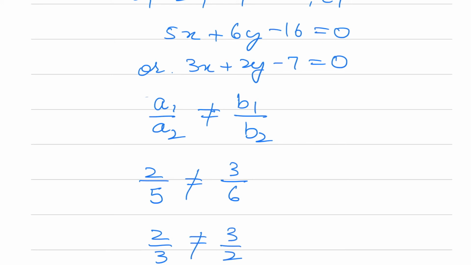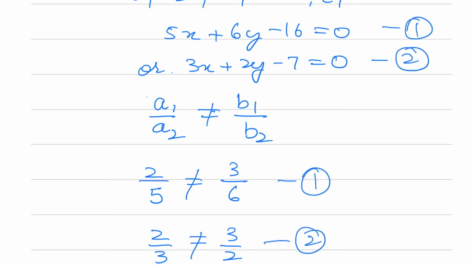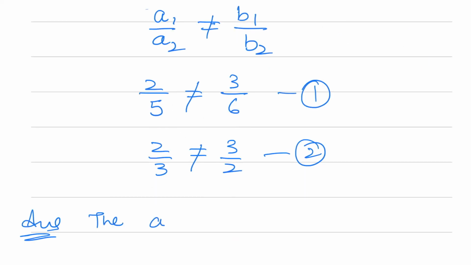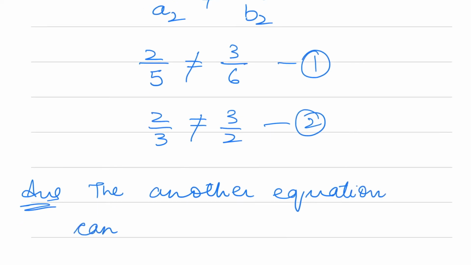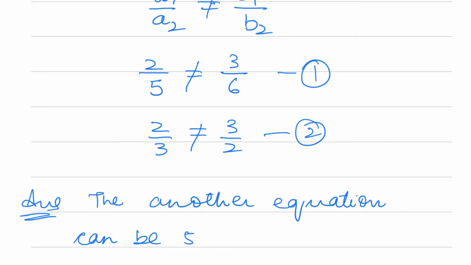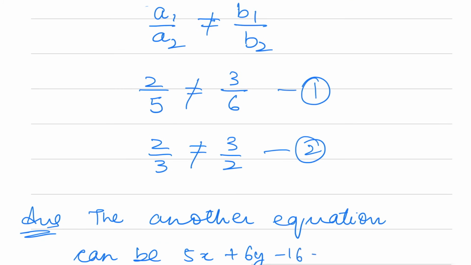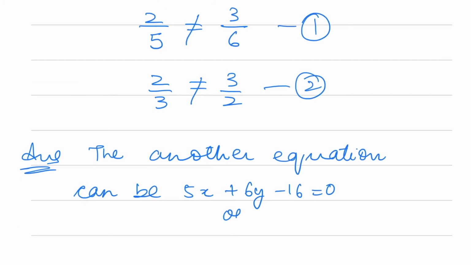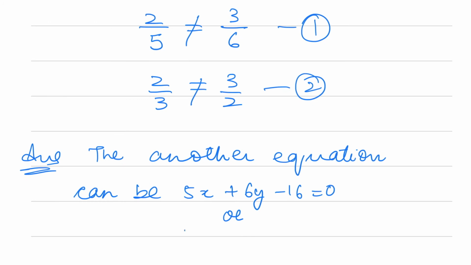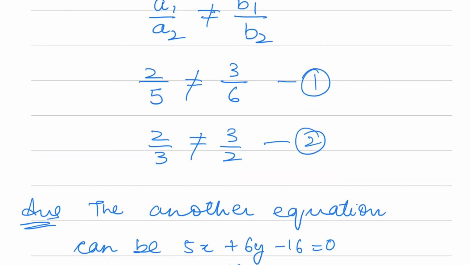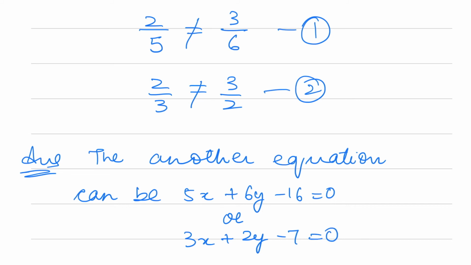So both equations have been compared. So this is my first equation, this is my second equation I just wrote. So for one it is not equal, for the second also it is not equal. So both can be my answer. Another equation can be 5x plus 6y minus 16 is equal to 0, or it can be 3x plus 2y minus 7 is equal to 0.